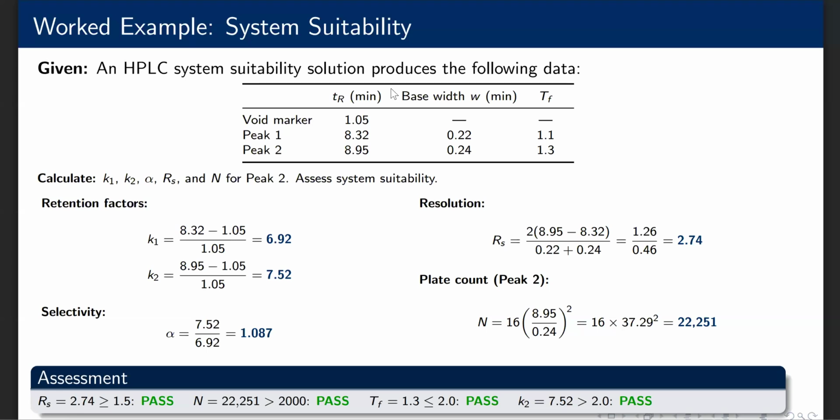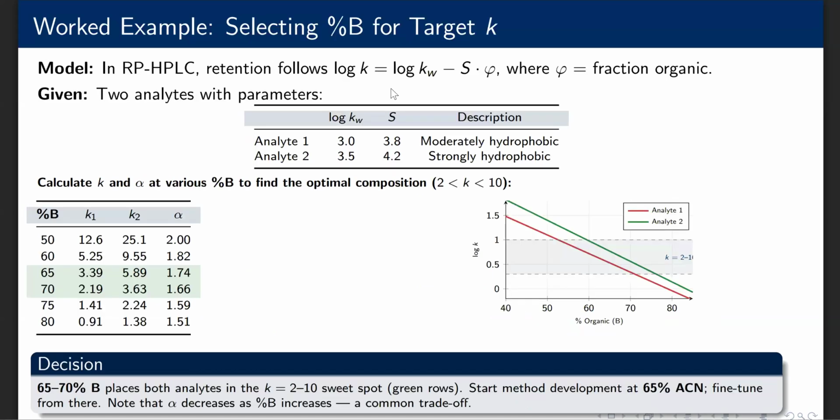All 4 criteria pass. In a real lab, you would also verify that the percent RSD of peak area and retention time from your 5 replicate injections is below 1%. Let's look at our second worked example. As always, pause and try it yourself before we go through.